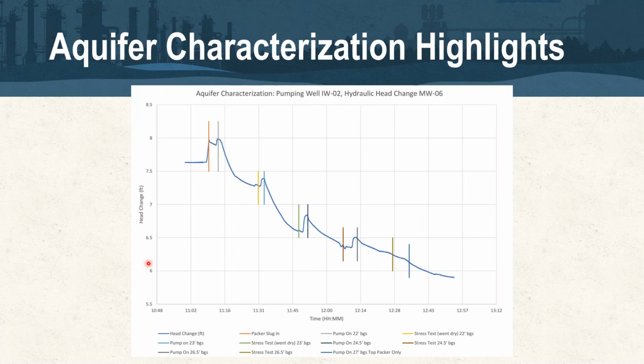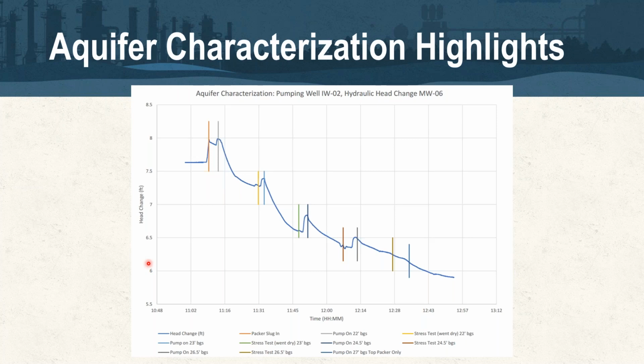And then here is a little bit of a different characteristic, but something that's quite similar to a step-down pumping test that you would see in a more traditional sense. And so what we have here again is pumping from injection well number 2 and looking at the hydraulic head change in MW6 adjacent to it.